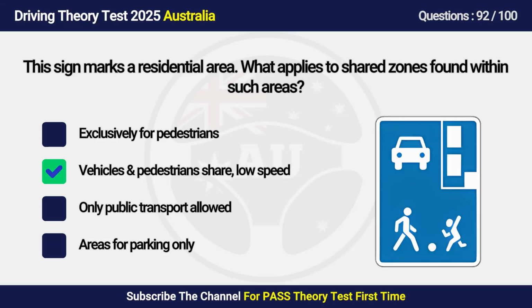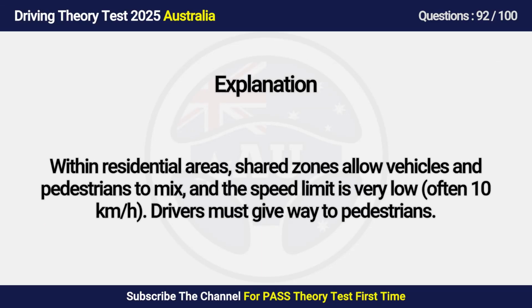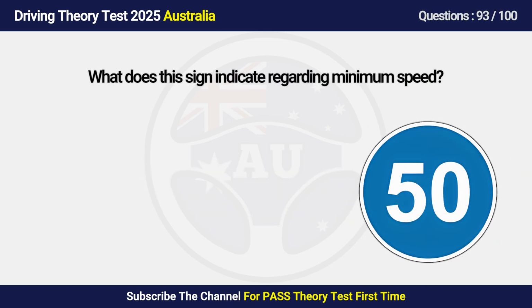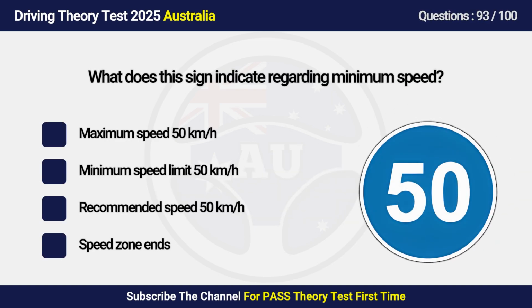Answer is B. Vehicles and pedestrians share low speed. Within residential areas, shared zones allow vehicles and pedestrians to mix, and the speed limit is very low, often 10. Drivers must give way to pedestrians. Question 93. What does this sign indicate regarding minimum speed? A. Maximum speed 50 km per hour. B. Minimum speed limit 50 km per hour. C. Recommended speed 50 km per hour. D. Speed zone ends.